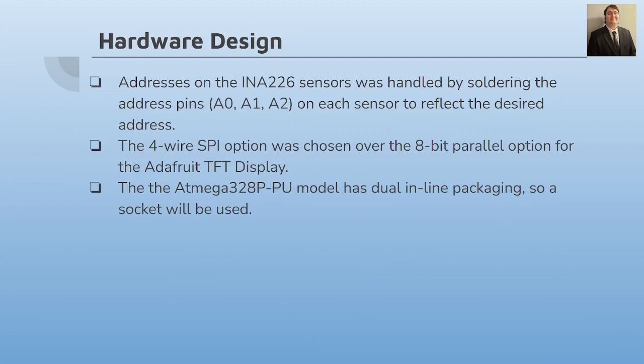The shunt sensors had address pins on them that were soldered together to determine each sensor's hex address. The 4-wire SPI option was chosen over the 8-bit parallel option, as the improved speed offered by the 8-bit option was not necessary and not significant enough for use in this project. The ATmega328P has dual inline packaging, which allows us to use a socket that the MCU can be inserted into instead of directly soldering the MCU onto the PCB board. This gives us more freedom when choosing how to program the MCU and allows for easy replacement and testing of this component.